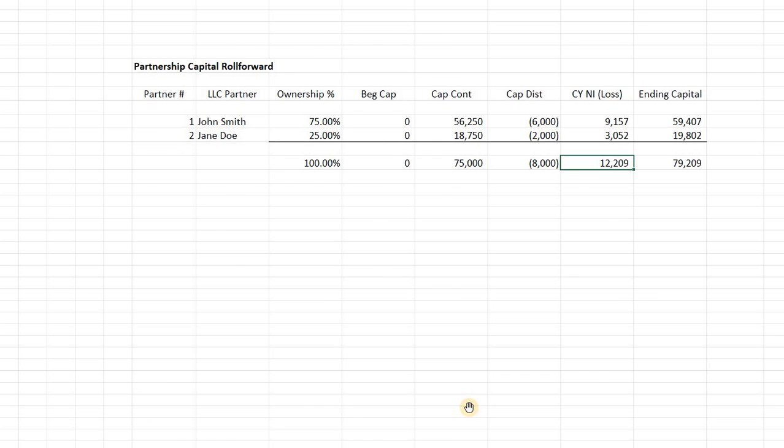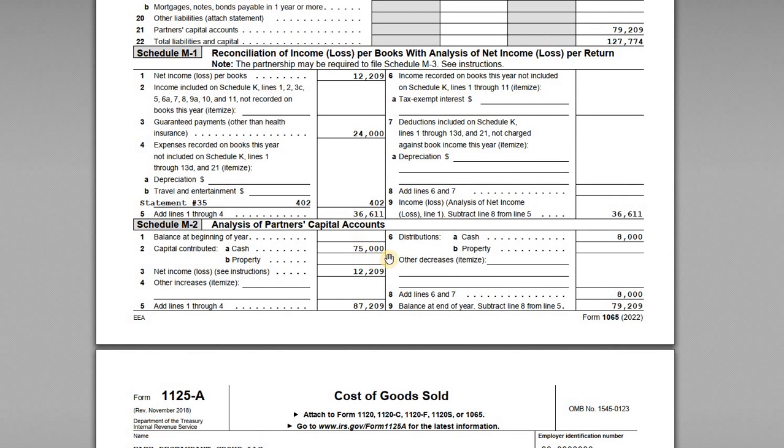So if I go back to the return here, we can see that again. Okay, there's that $75,000 in cash contributions. There's our net income or loss per books, and here's our distributions of $8,000, and then the balance at the end of the year. That's our ending capital. Per the roll forward, per M-2, per Schedule L, right? So 79,209.